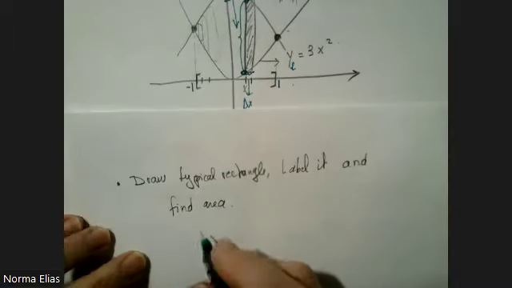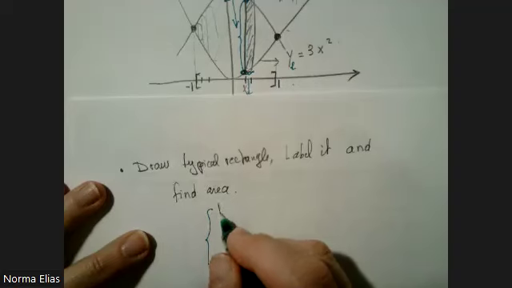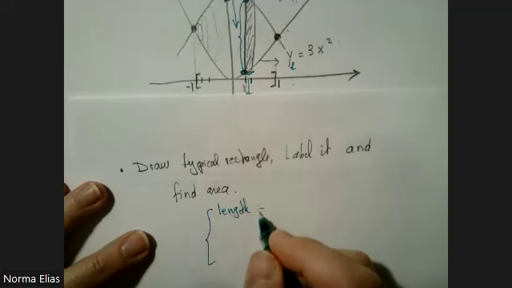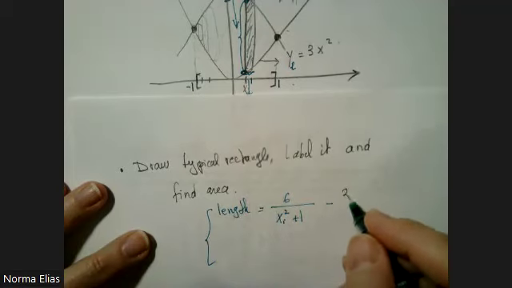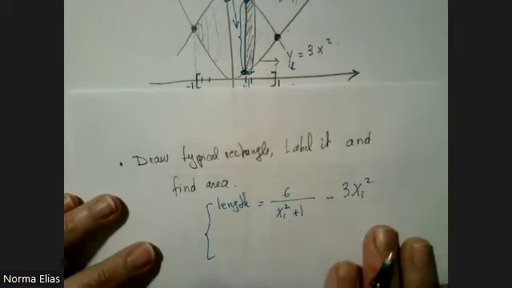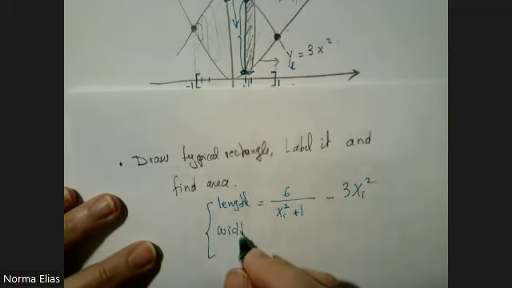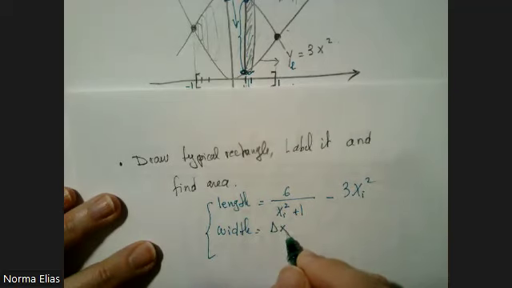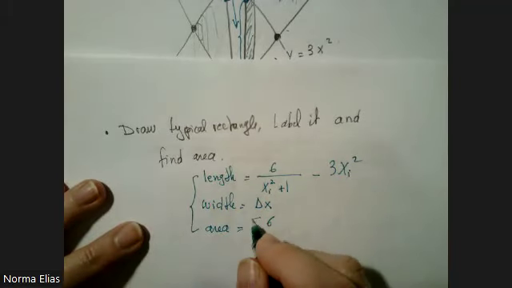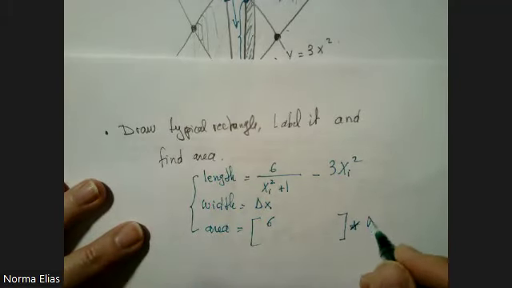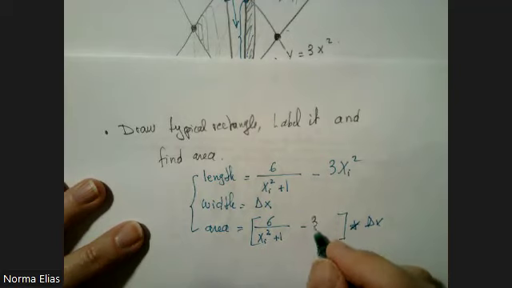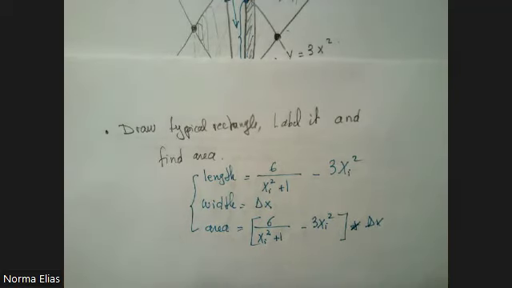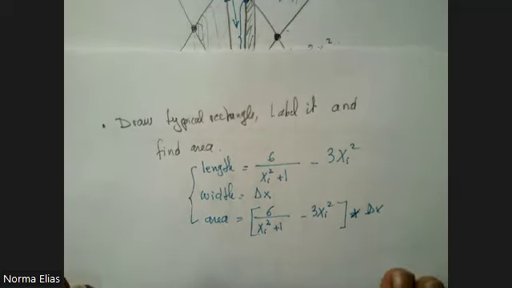So for a typical rectangle, what do I mean by find the area? It means you tell me what the length is: 6 over x squared plus 1, that's the upper value, minus the lower value. That's the length. The width is the delta x, and the area of every rectangle is the length times the width, that's the delta x. So every rectangle, that's the picture we do.